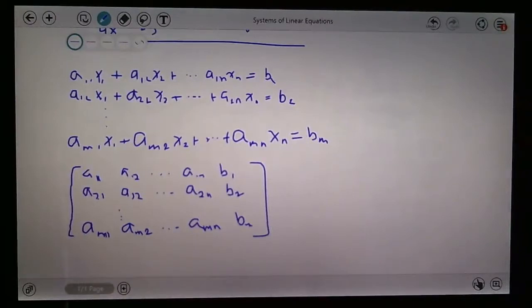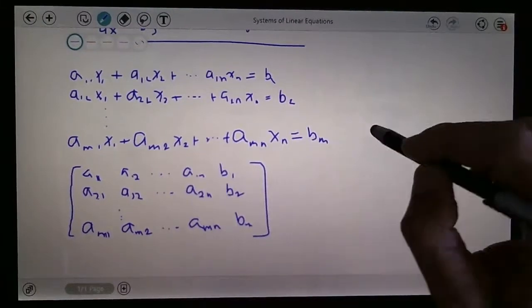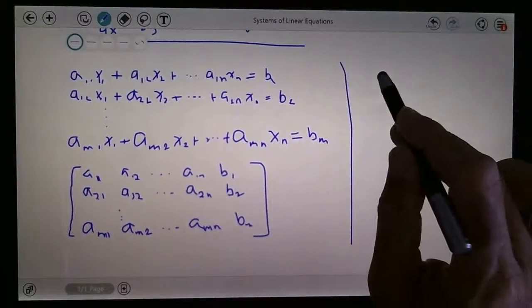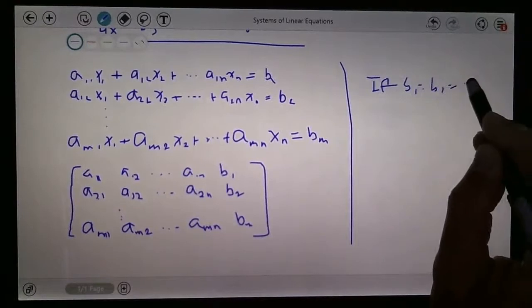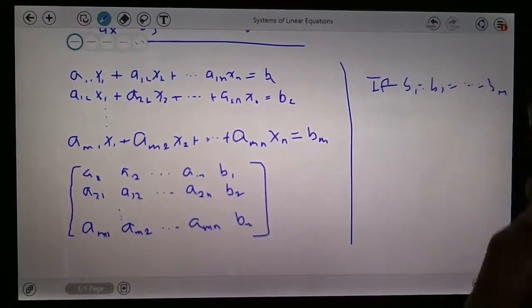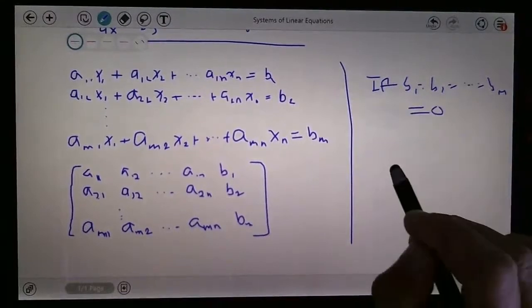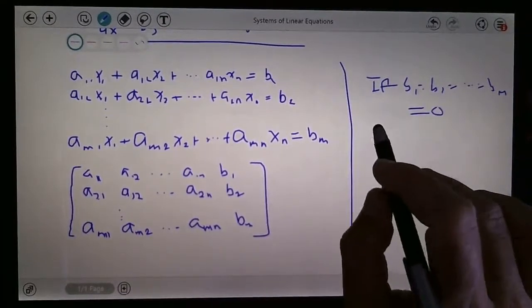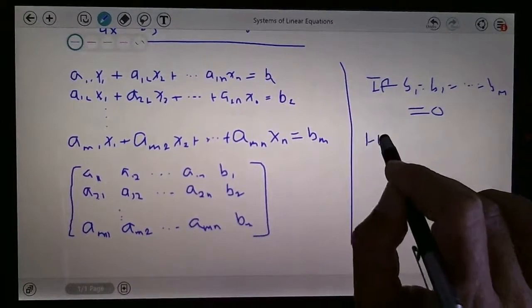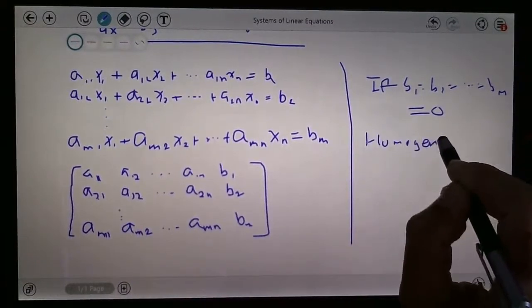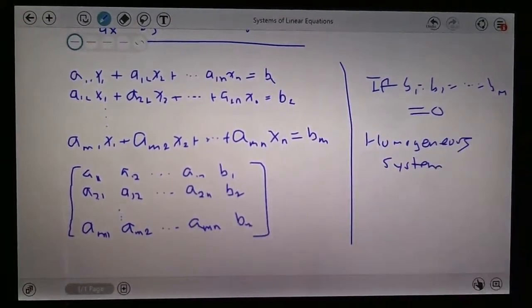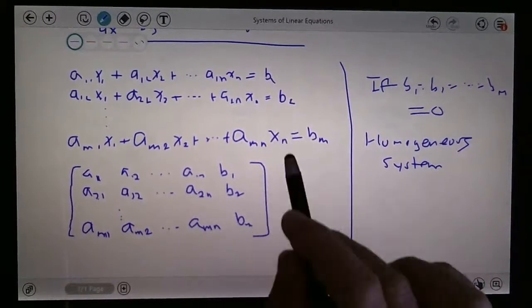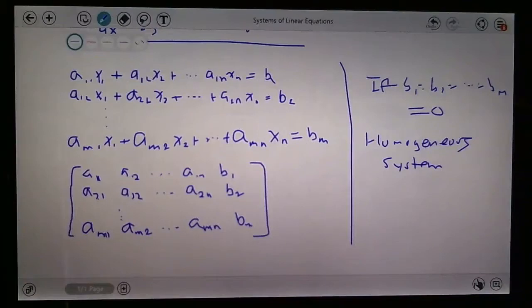Now, I should point out that if b1 equals b2 equals all the way up to bm, if all of those b's are equal to 0, we say the system is a homogeneous system. Each of the equations is a homogeneous equation. It's a linear equation where the constant is 0, and you've got a whole system of those things, and then you have a homogeneous system.